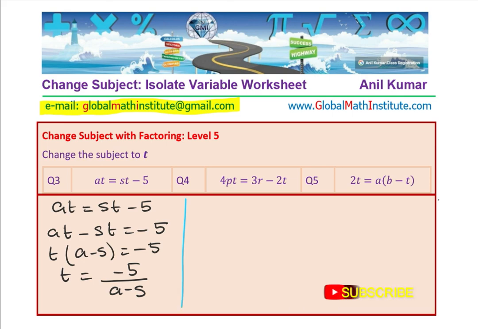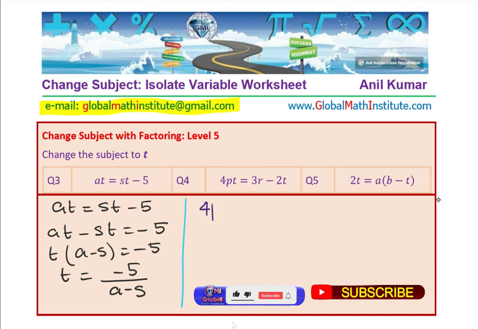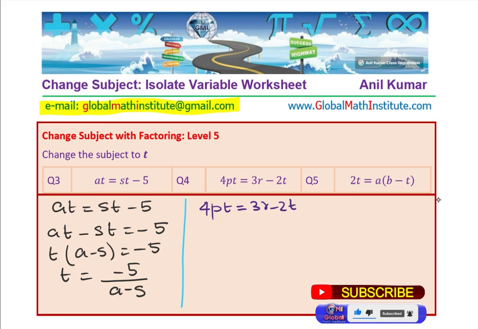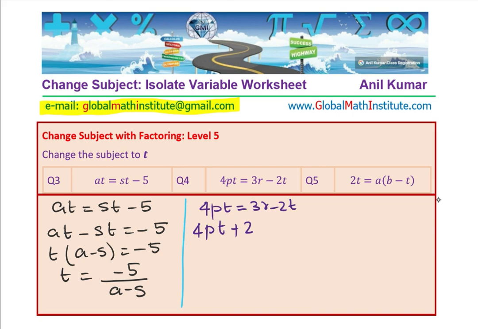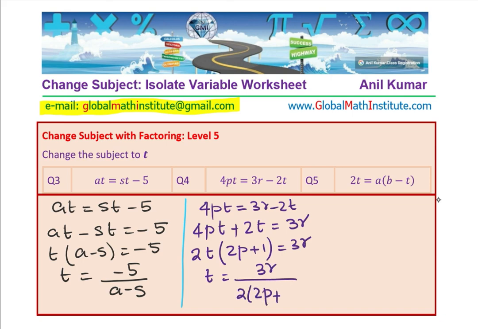Okay, great. Let's do the next one, which is 4pt equals 3r minus 2t. Bring the terms with t on the left hand side. That's our strategy. So minus 2t becomes plus 2t, right? And now what are we going to do? We'll take 2t common, right? And so we get t times 2p plus 1 equals 3r. And t is equal to 3r divided by 2p plus 1. Makes sense? So that is how we are going to do it.